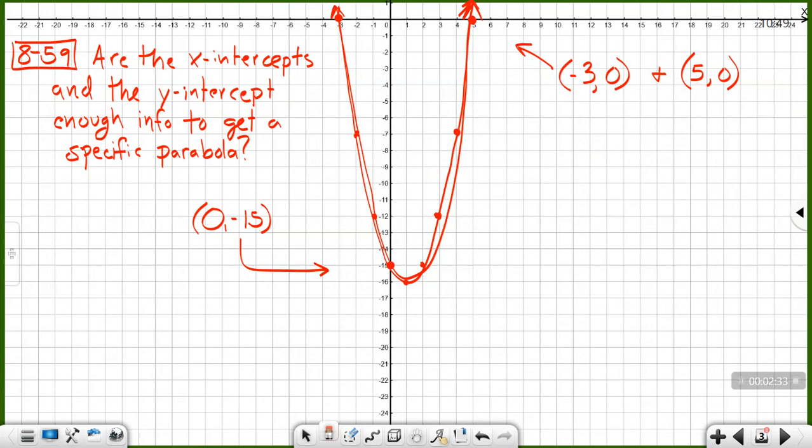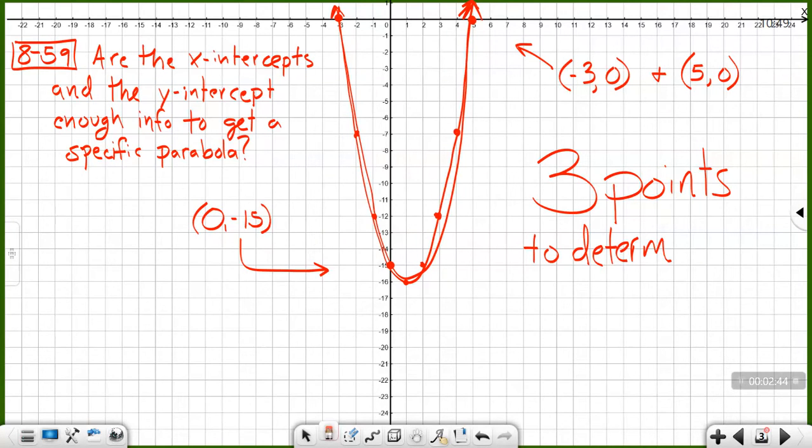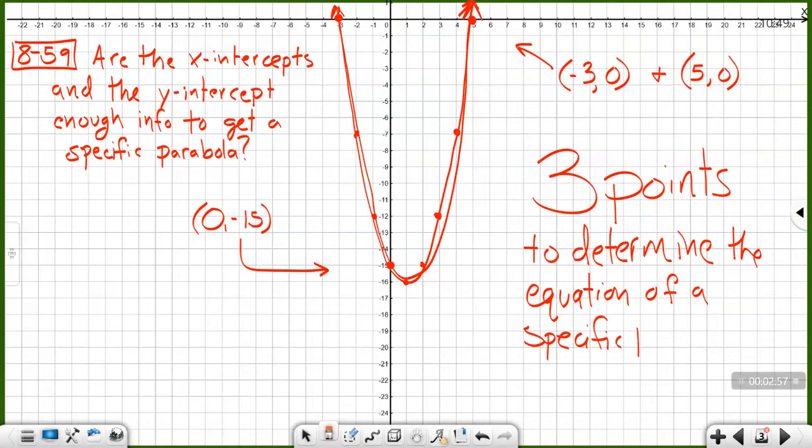So bottom line, how many points do you need to determine a parabola? You need 3 points to determine the equation of a specific parabola. That means 3 points would also be enough to graph a specific parabola if we were to go backwards. And that's what we're actually going to look at as we go into this here.